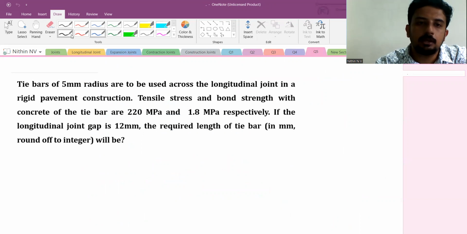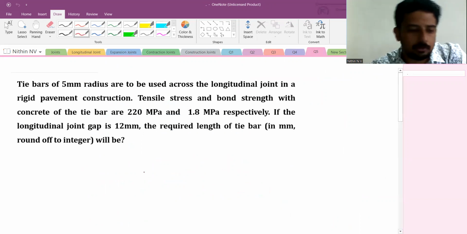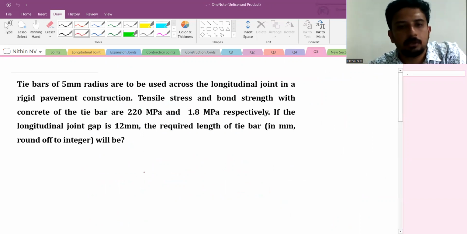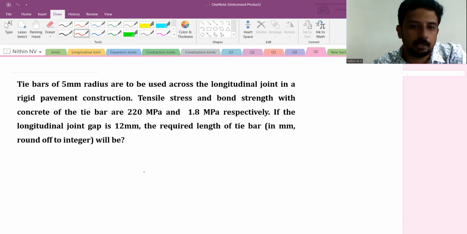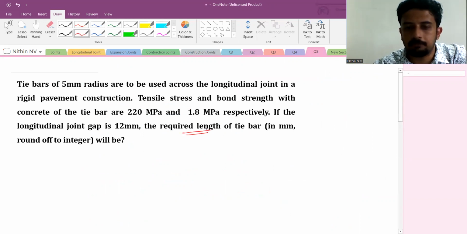Now at the end, we have to calculate just one question for the tie bar also, so that you know the entire concept. We are not leaving any concept. For the entire concept, we are doing the questions. Now, what is the question? The required length of the tie bar. That's the question. Read it carefully.